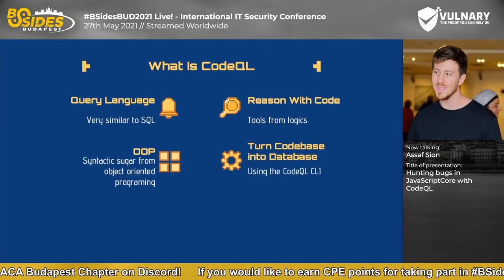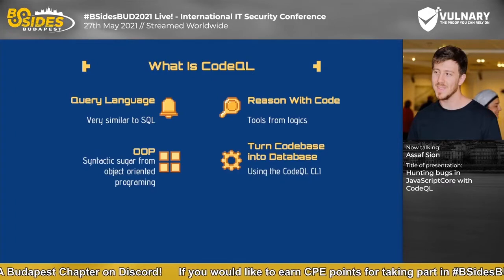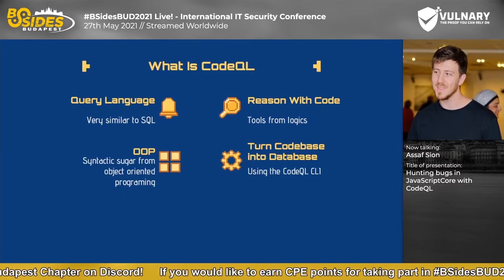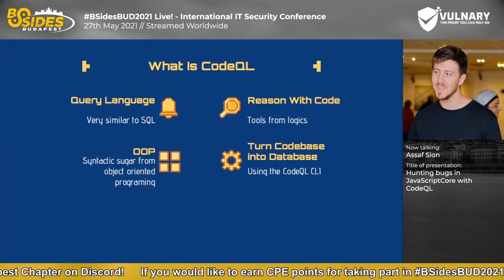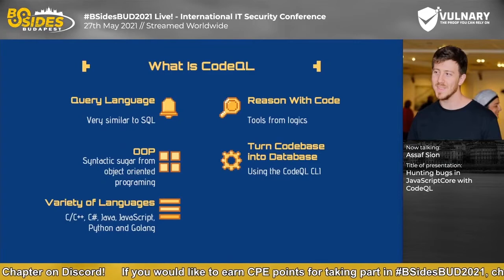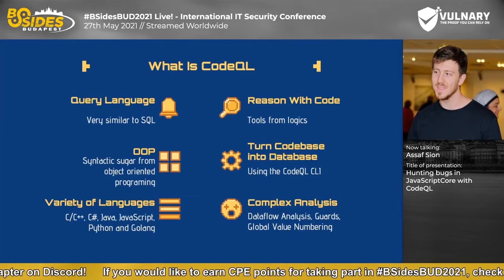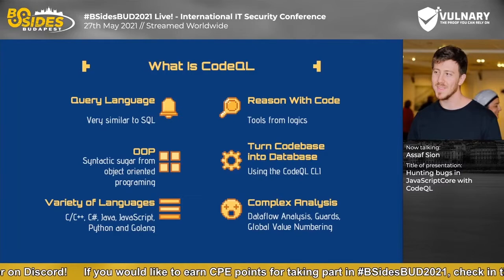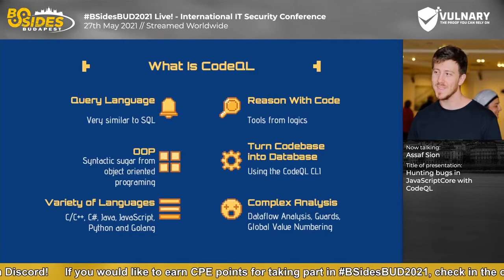We can use the CodeQL CLI. You should know that the CodeQL CLI is the CodeQL engine, which can execute CodeQL queries. So we can use the CodeQL CLI to turn a codebase into a database. It supports many programming languages such as C++, Java, and many more. It has tons of great features to analyze code, for example data flow analysis that we're going to review today, but it has many more. I encourage you to read about it later.